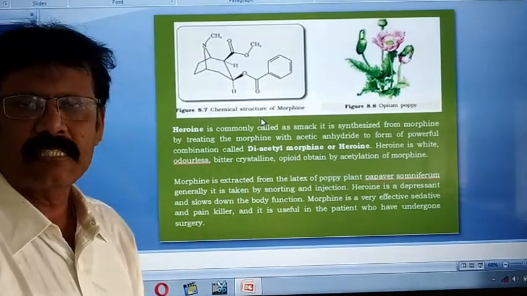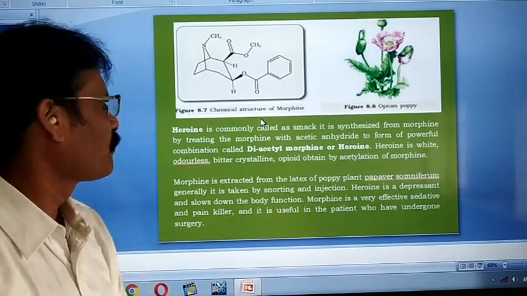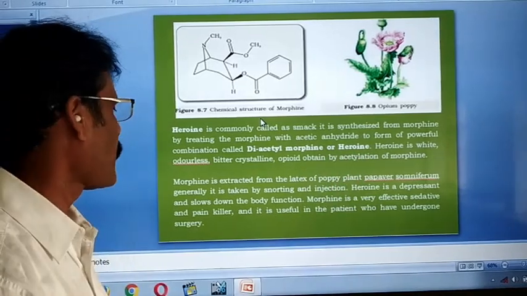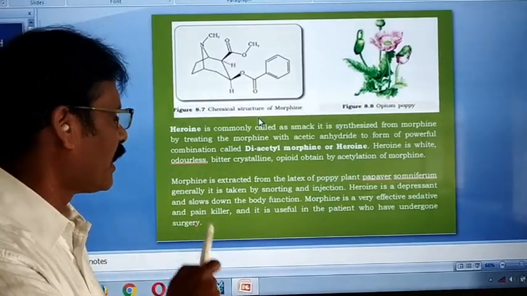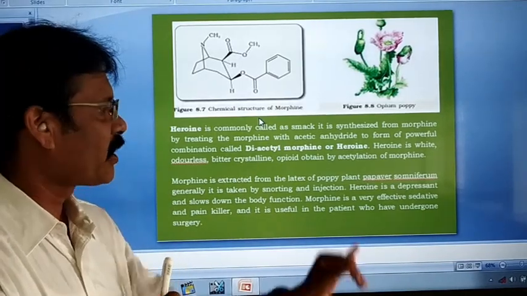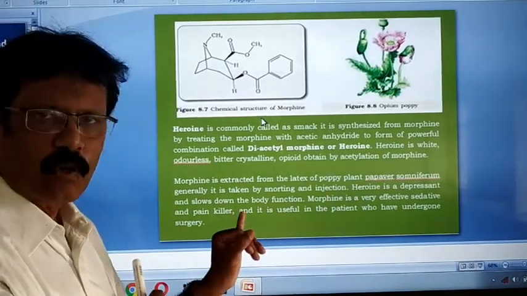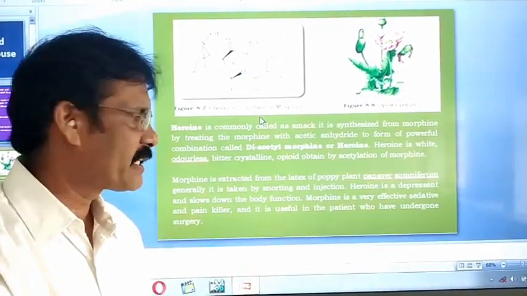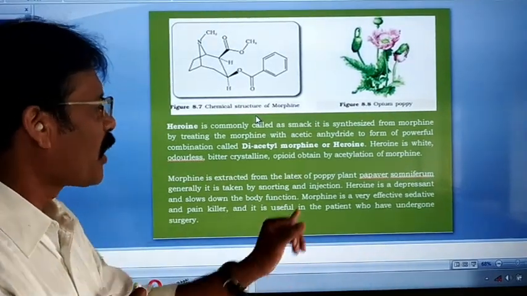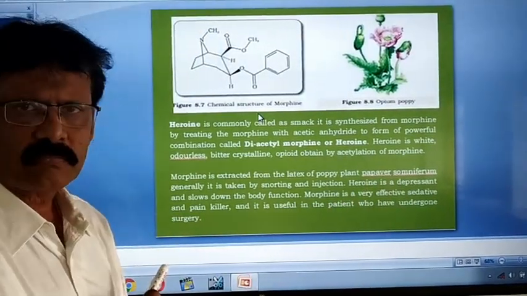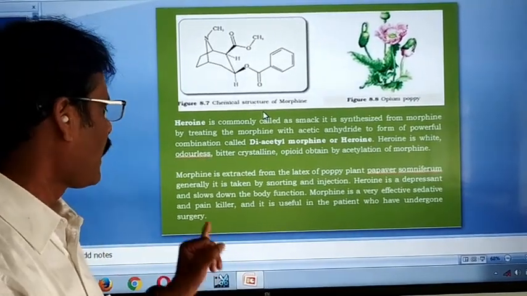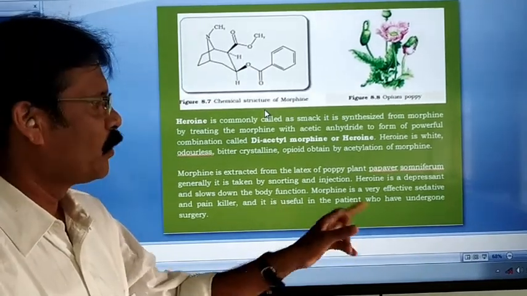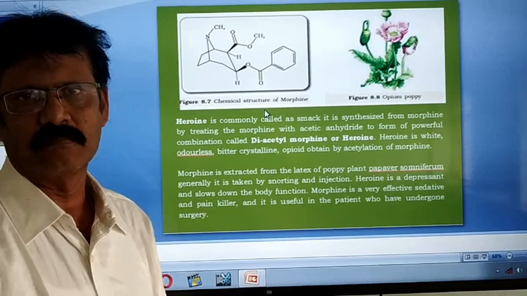Generally, it is taken by snorting and injection. Heroin is a depressant and slows down the body function. It makes the user inactive physically and mentally. Morphine is a very effective sedative and painkiller, and it is useful in patients who have undergone surgery.